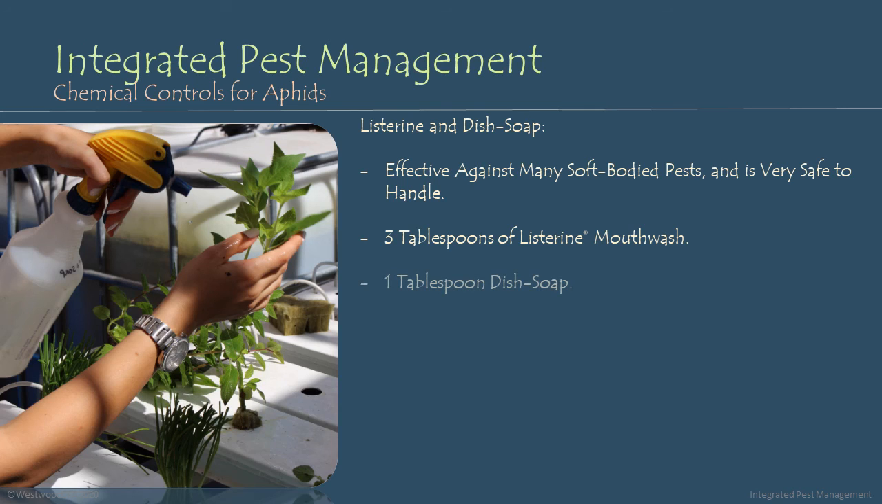Additionally, you're going to use 1 tablespoon of dish soap. Typically, I like to use Dawn dish soap. And you're going to put the 3 tablespoons of Listerine and the 1 tablespoon of dish soap into a small hand spray bottle and fill it with lukewarm water.